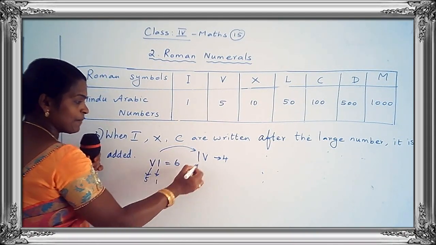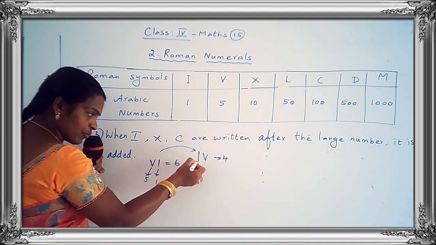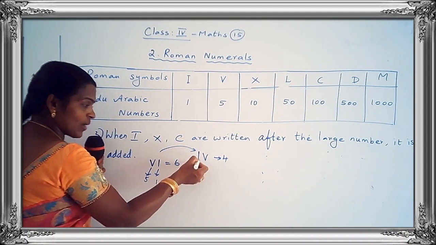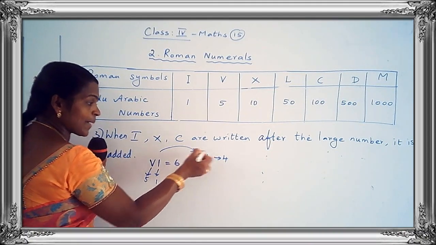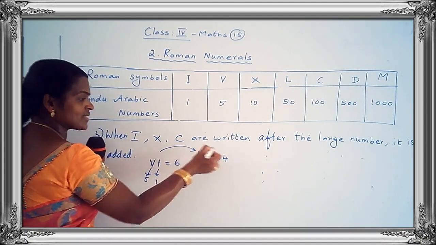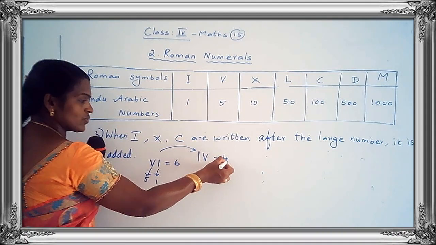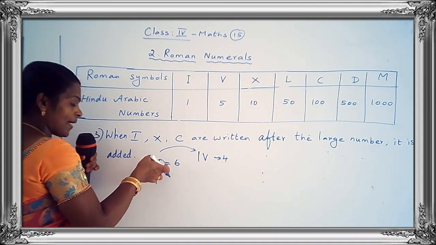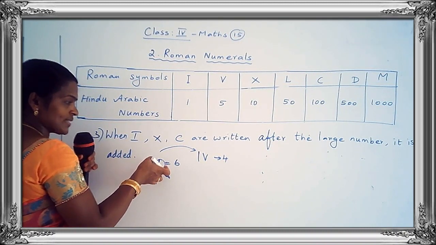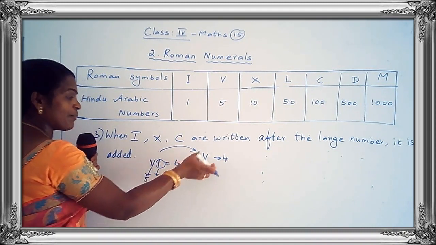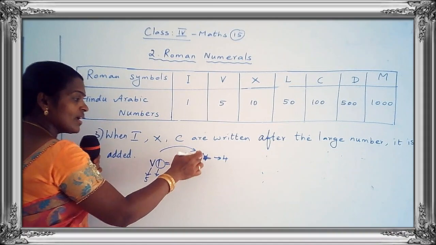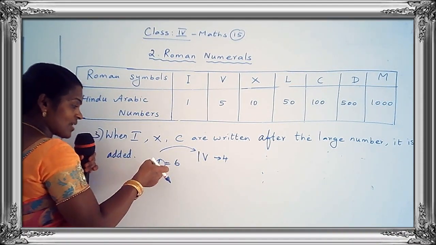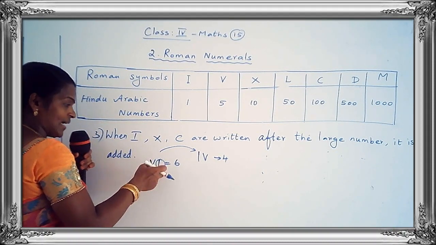Difference புரிஞ்சுதா? I வந்து V க்கு முன்னாடி போட்டிருக்காங்க, before V. So that's why here it is to be subtracted. So V minus I is equal to 4. 5 minus 1 is equal to 4. Here I is written before the large number, that's why it is to be subtracted. But in VI, I is written after the large number, so that's why it is to be added.